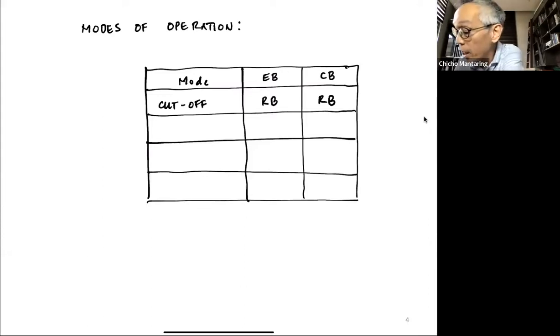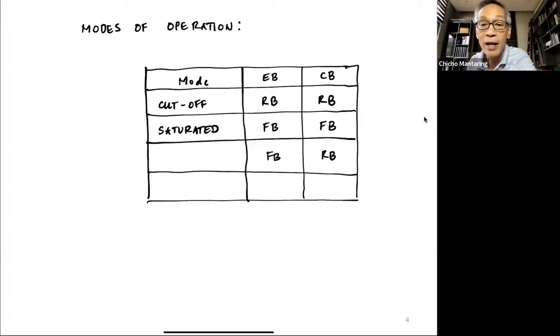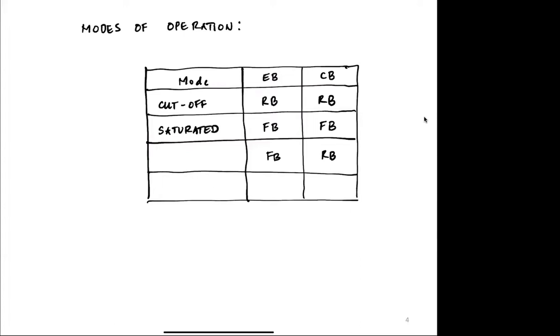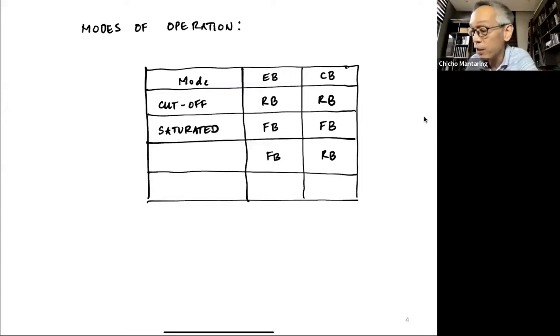Okay, what about when they are both forward biased? Can I hear somebody else? Saturated? Yes, that's right. Saturated. Okay, what happens if the emitter-base is forward biased and the collector-base is reverse biased? Ano yung mode na yan? Active. Okay, thank you for those that answered. This is active.